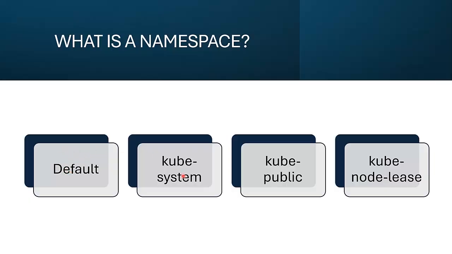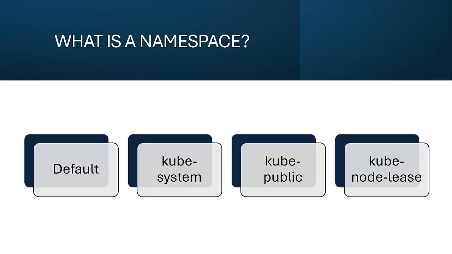Then we have kube-system, where Kubernetes system components live. Then there is a kube-public namespace. It is readable by all users, even unauthenticated ones. Then there is one more called kube-node-lease. It is used for heartbeat communication between the nodes.